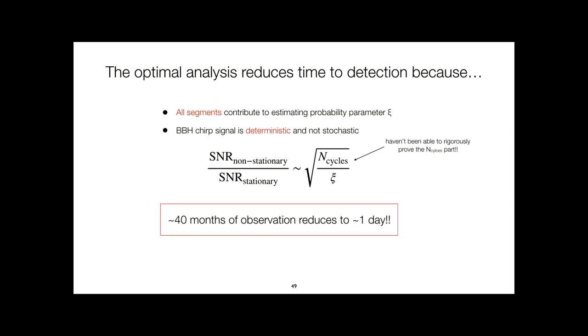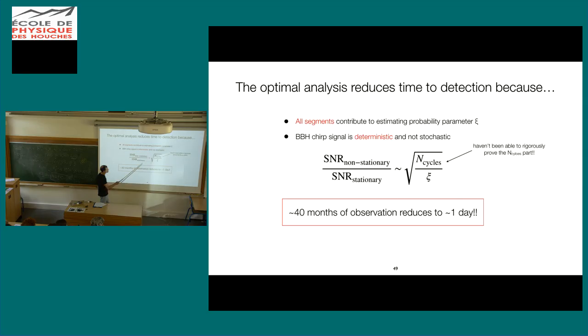Now, if you substitute in relevant numbers, something like number of cycles is 10, and a duty cycle of 1 over 100, which is relevant for the LIGO data, you actually find that the time to detection is reduced by a factor of 1,000, which is the square of this. Okay, signal-to-noise ratio grows like the square root of the observation time. So the observation time is reduced by the square of this. So basically, we hope to see something in a much shorter time than what we would have seen if we did the analysis just assuming that the signal is on continuously.